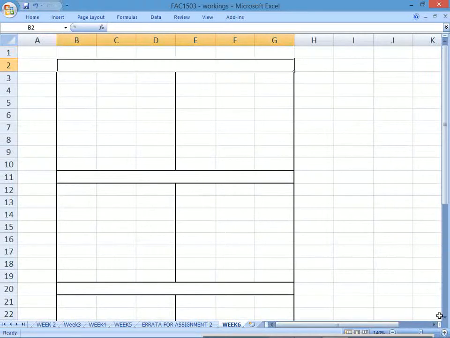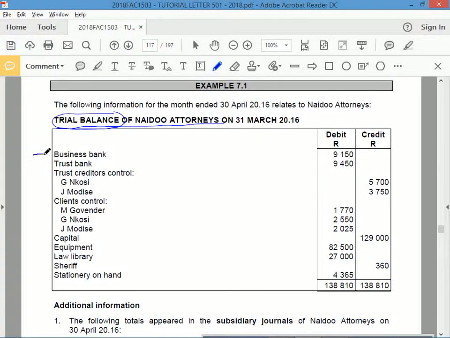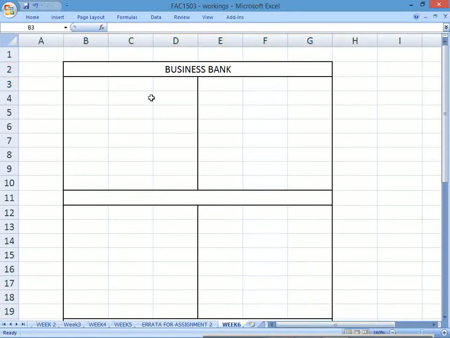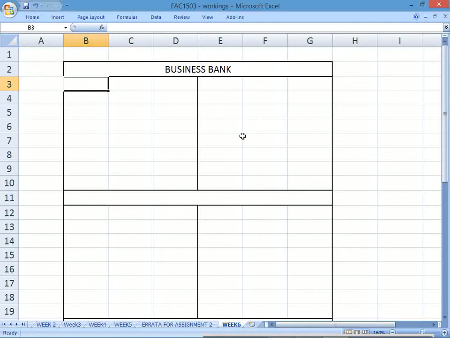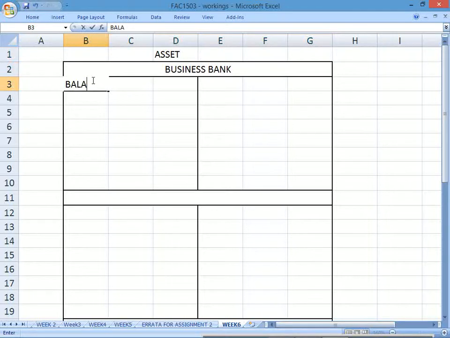Okay, so if I draw up the T accounts, we've obviously got balances here. All of these accounts will have their own T accounts. Right, so the business bank account, there's a balance here, 9,150. If it's a positive bank balance, bank is an asset, and assets have debit balances. So there'll be a balance here.